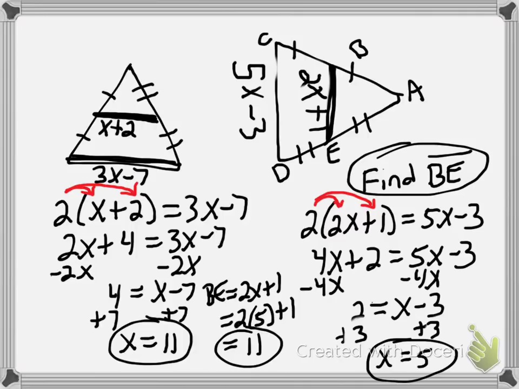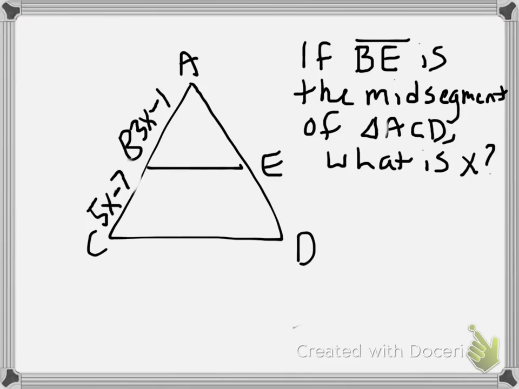I'm going to change screens. Okay, so you may see some like this as well. Sorry, I was erasing earlier. It says, if B to E is the mid-segment of triangle ACD, what is x? Well, as soon as they say that this is a mid-segment, automatically it means I'm going to have these types of marks where A to E is congruent to E to D and A to B is congruent to B to C.